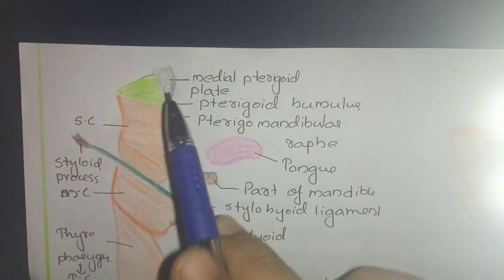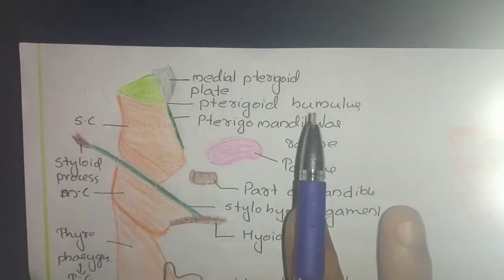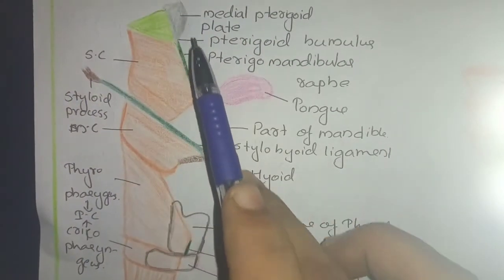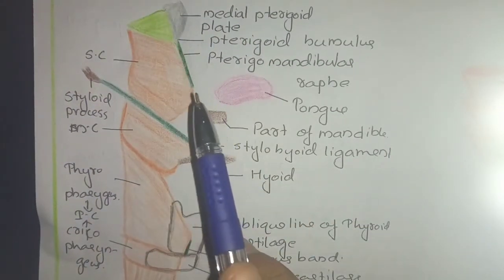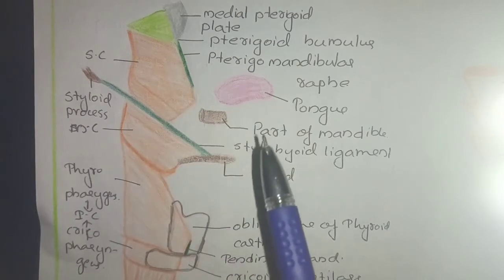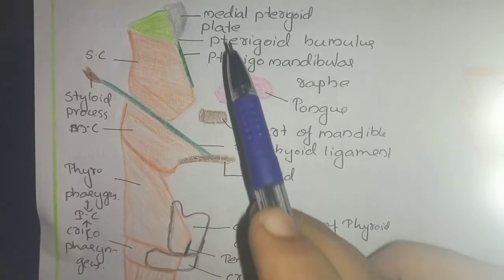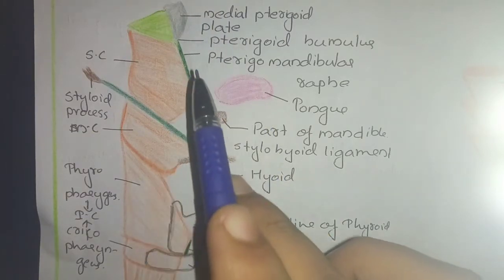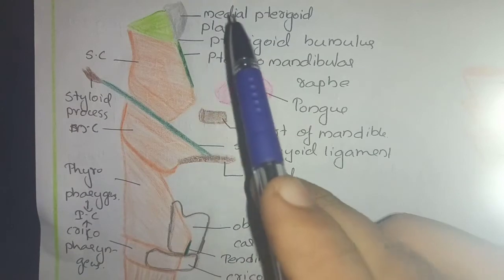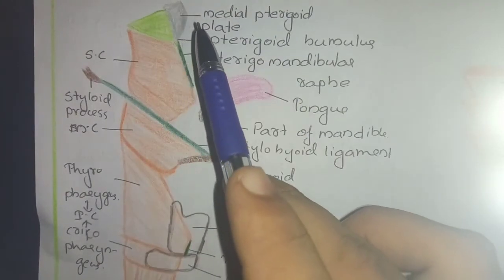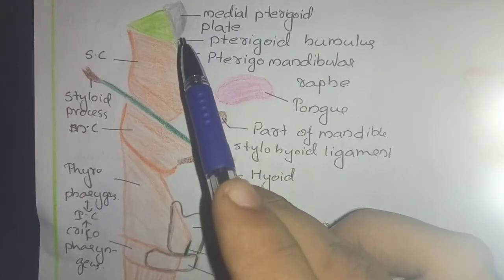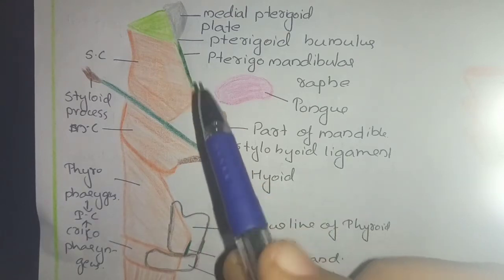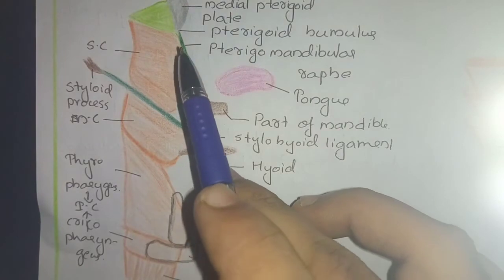About the origin of the constrictors. Before going to the origin of the constrictor, we need to know this diagram, which plays a very important role in remembering the origin of the superior constrictor, middle constrictor and the inferior constrictor. Here we can see the medial pterygoid plate and here we can see the pterygoid hamulus. A ligament is connecting the mandible and the pterygoid hamulus.